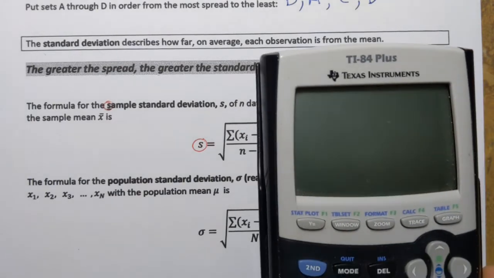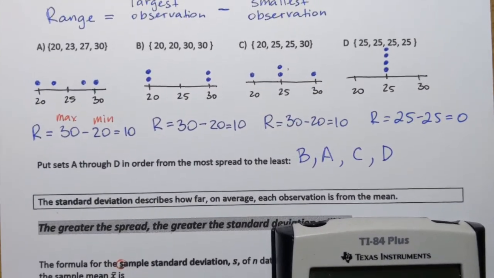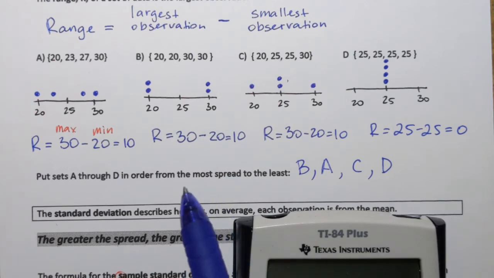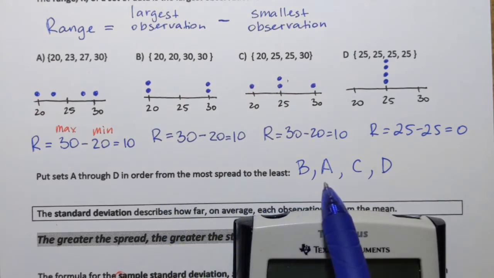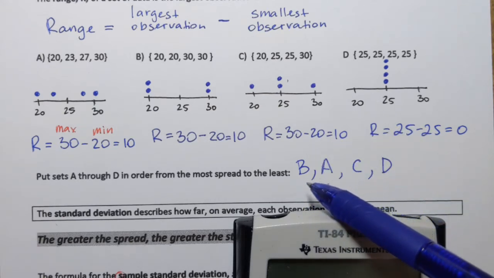So I'm going to show you the steps, and let's apply those steps to the sets, or maybe two of the sets that we have here. Remember that we ordered those sets from the most spread to the least, and now we have a way to check if that was done correctly. So let's maybe check sets B and A.